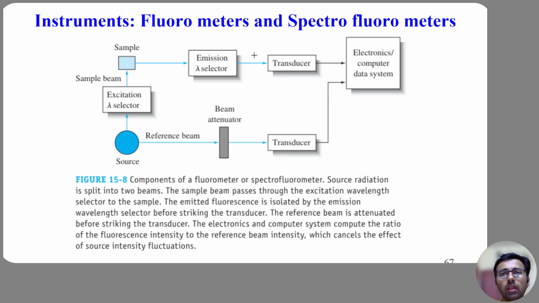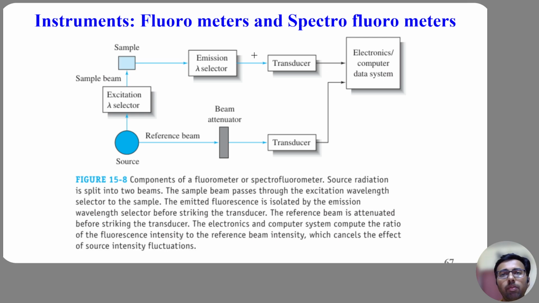Now we examine the instruments, fluorometers and spectrofluorometers. Let us trace the optical path. A broad spectrum radiation source is generated first. The beam is split into two paths. The primary beam passes through an excitation wavelength selector, becoming monochromatic, then strikes the sample cuvette. The sample absorbs light and emits fluorescence. This emission is collected, passes through an emission wavelength selector, and reaches the main detector.